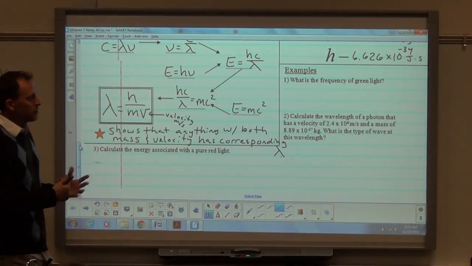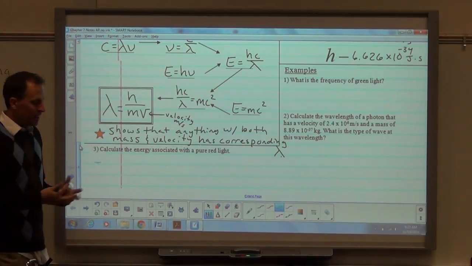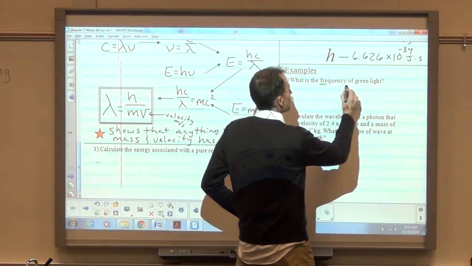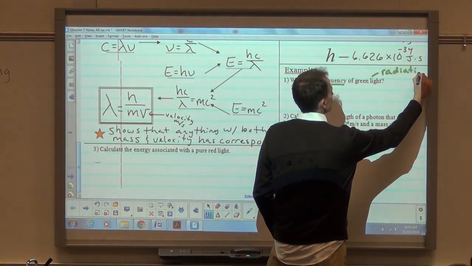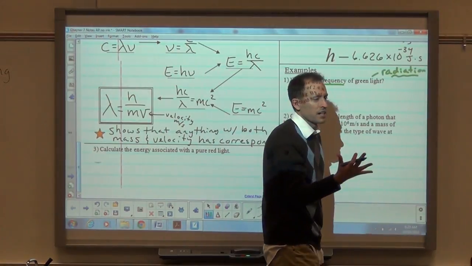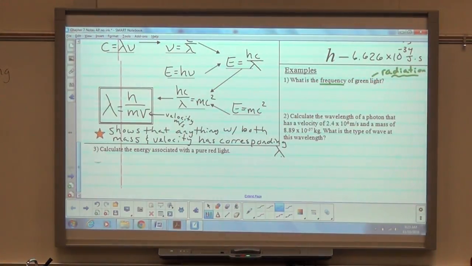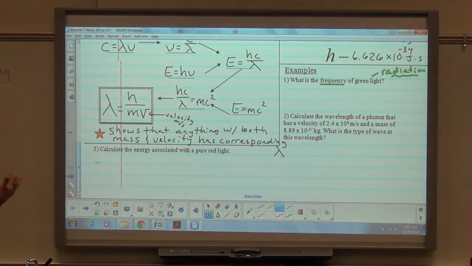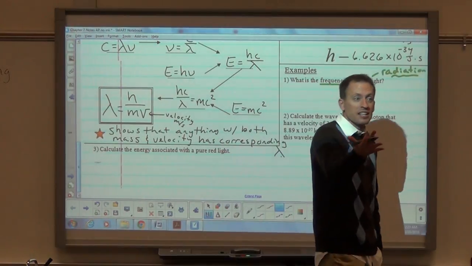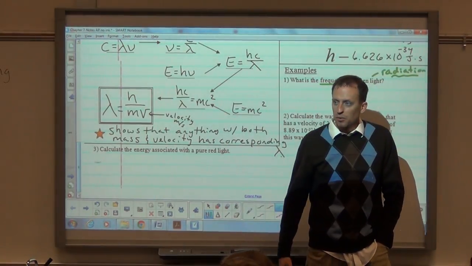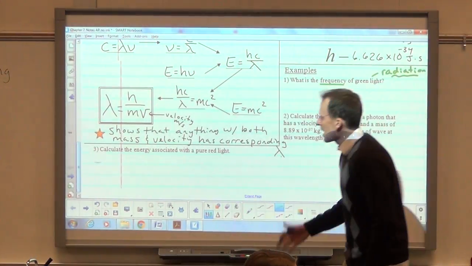Okay, so first one, just what is the frequency of green light? This is kind of like the one on your review sheet. So I want frequency. If it ever asks about radiation of any kind, and I know we don't think about light like radiation, but if it's on the electromagnetic spectrum, it's radiation. What variable does that give me? What am I using? The wavelength. You gotta keep that.